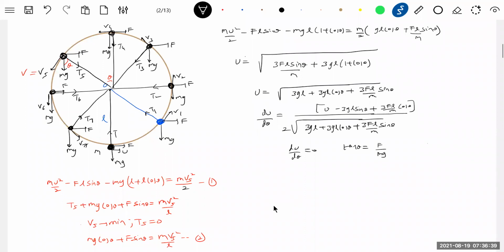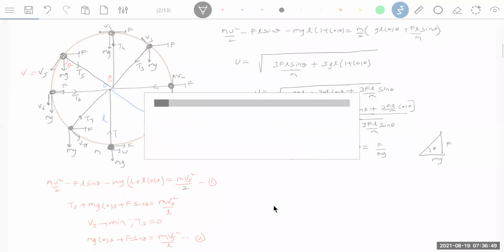Okay, now from after this, what you should do, bring the sine theta and cos theta, substitute there, you'll get that u minimum. Please solve this. I'll go for the next one more.